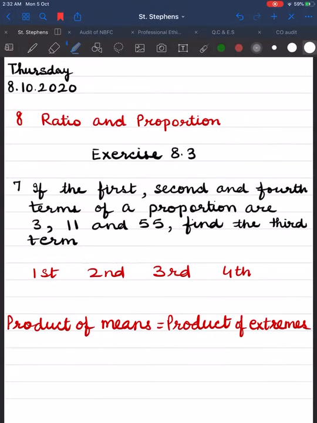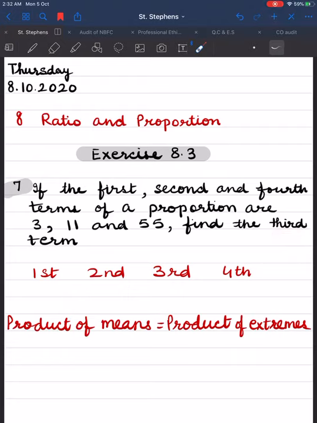Children, today we are going to do word problems on proportion. So let's continue with exercise 8.3, question 7. If the first, second and fourth terms of a proportion are 3, 11 and 55, find the third term.